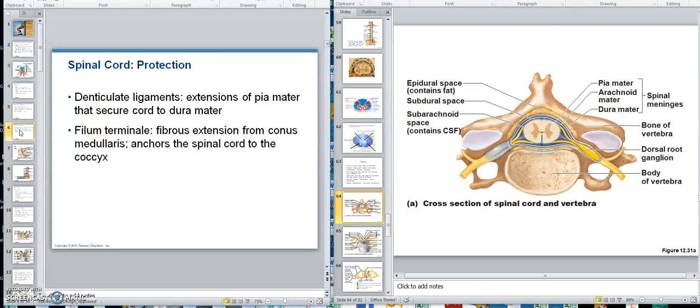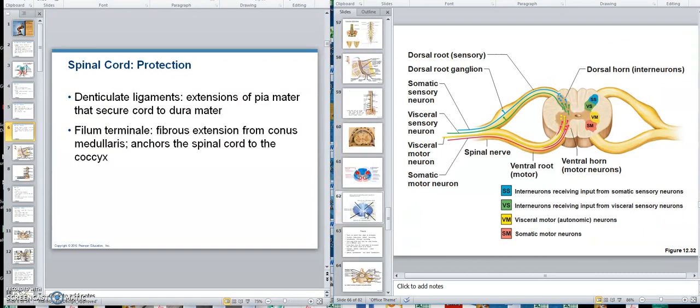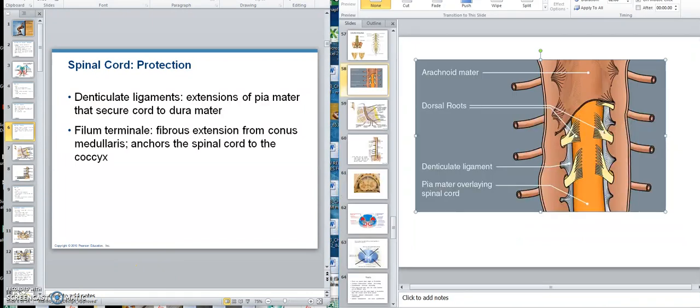Now, think about just wiggling around side to side. In order to hold the spinal cord so it doesn't wiggle or shake, you have some little extensions on each side of the spinal cord called the denticulate ligaments. The denticulate ligaments. I wish I had a good picture of that. Okay, class, what you see is these denticulate ligaments. I found something. The extensions of the pia mater that secure the cord to the dura mater.